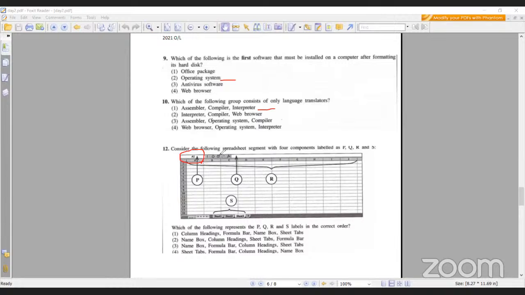Q is the formula bar. R is the column headings. S is the sheet tab. Sheet tabs are at the bottom of your Excel workbook. The same kind of things are there. You can add or remove sheets. And then the third answer, it should be the third answer.